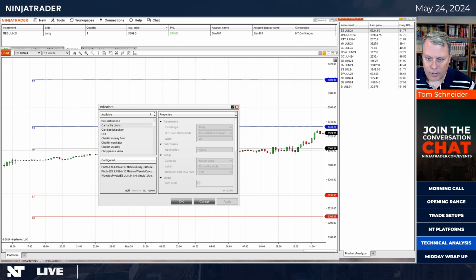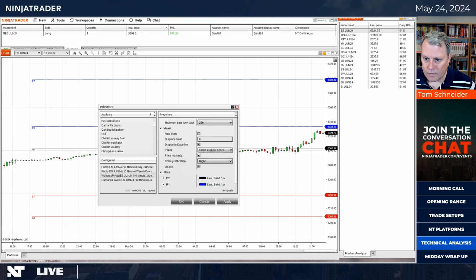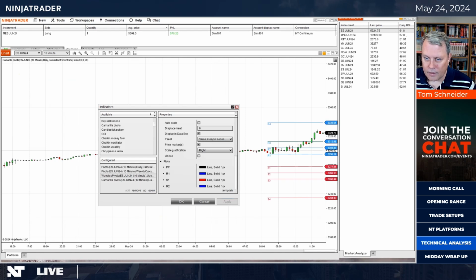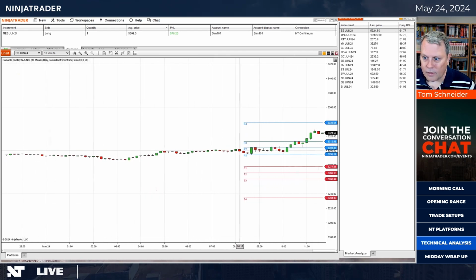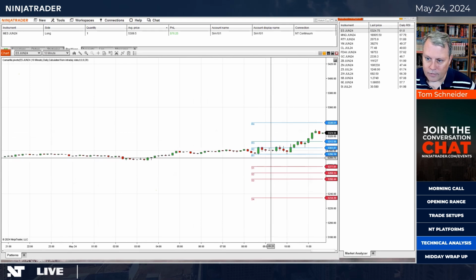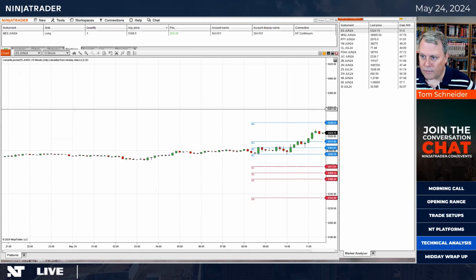Camarilla pivots. We're going to add these. We're going to remove Woodies pivots. And where's my visible? There it is. We're going to hit apply. And notice something different right away. There are 4 levels of resistance, 4 levels of support.